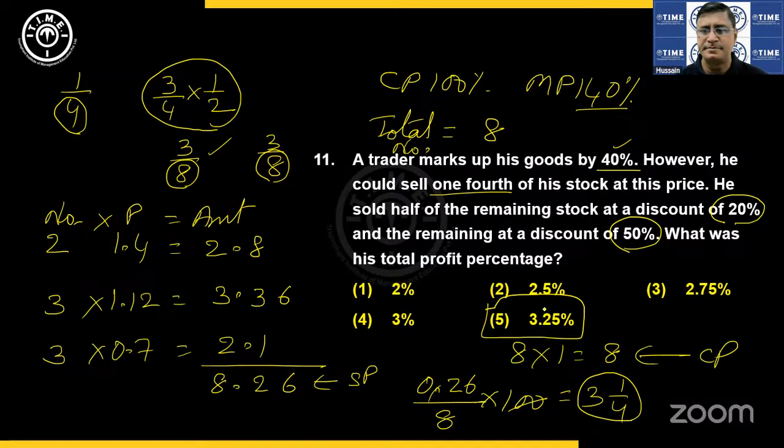Okay. Whenever the fractions are given, to find out the total, to assume the total number of the articles, better take the LCM of the denominators. Okay, next.